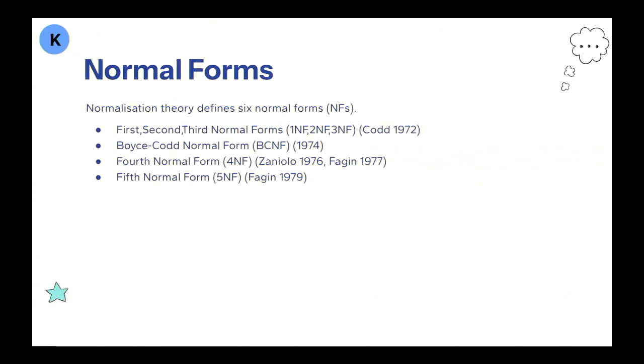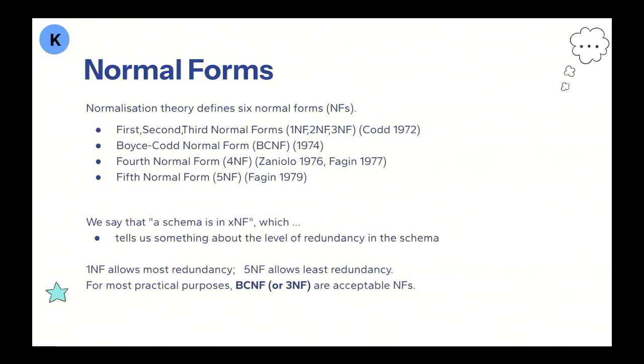And normalization theory defines six normal forms. So first, second, third, and Boyce-Codd, BCNF, and fourth and fifth. So there are six normal forms, and there are six levels. We say that a schema is in a normal form, which tells us something about the level of the redundancies. The higher the level is, the less the redundancies are. So the first normal form allows most redundancy, and the fifth normal form allows least redundancy.